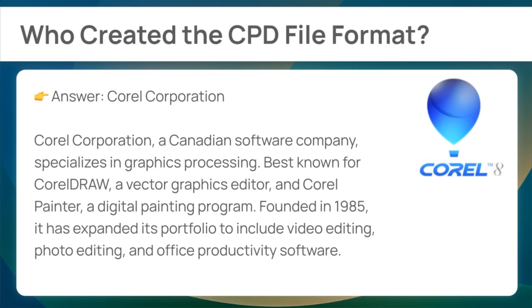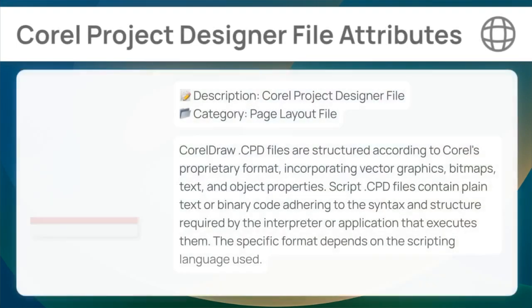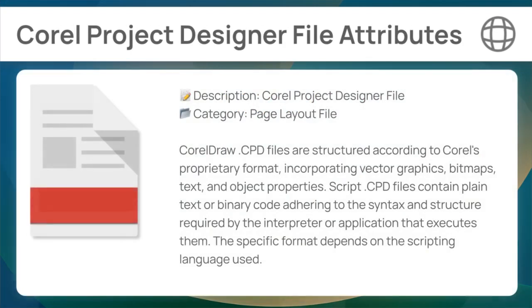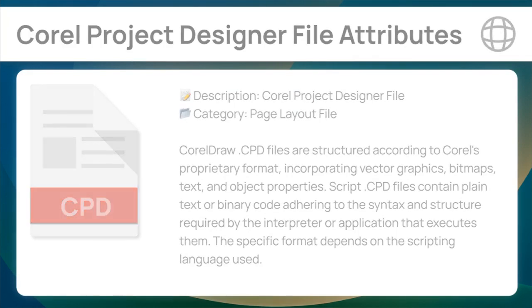or adding functionality. CorelDraw CPD files are structured according to Corel's proprietary format, incorporating vector graphics, bitmaps, text, and object properties. Script CPD files contain plain text or binary code adhering to the syntax and structure required by the interpreter or application that executes them. The specific format depends on the scripting language used.